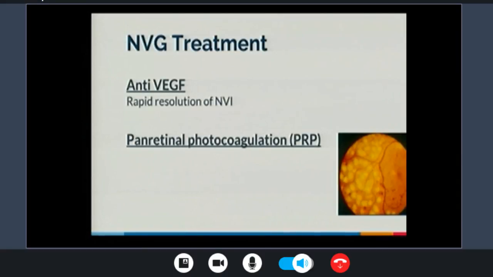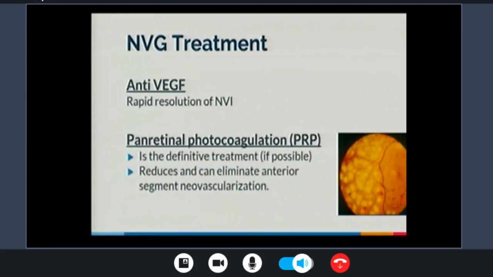And as I said, the PRP should be really a real PRP, booking again for the 3rd time the retina to really convert the hypoxic to anoxic retina. So PRP is a different treatment, if possible, and as we mentioned, it reduces and eliminates the new vessel formation in the anterior segment as well as in the back of the eye.